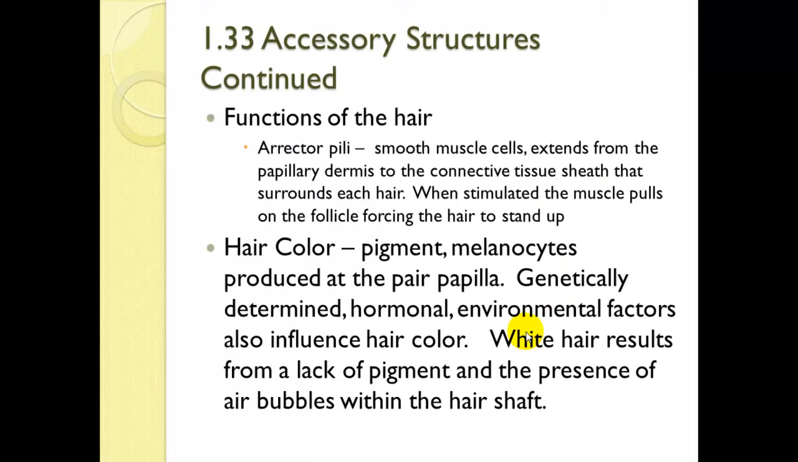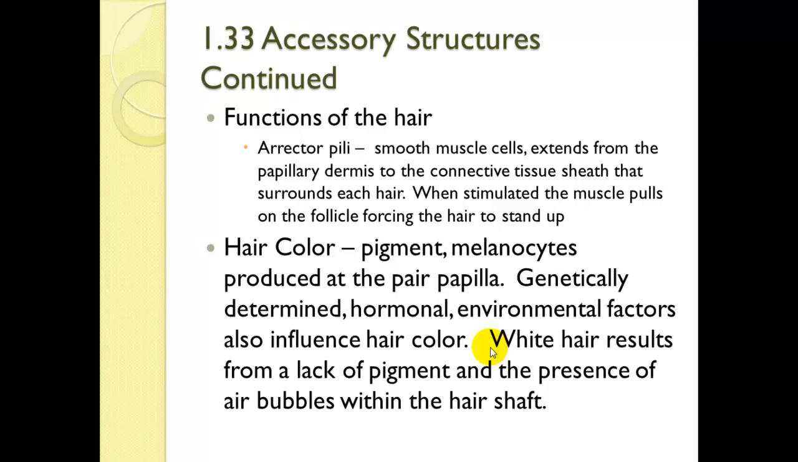Accessory structures continue. Functions of the hair. Erector pili muscle: smooth muscle cells extend from the papillary dermis into the connective tissue sheaths that surround each hair. When stimulated, the muscle pulls on the follicle, forcing the hair to stand up. So if you get a chill, sometimes we can just make our hair stand on end, depending on what our mood is. So the erector pili muscle essentially grabs a hold of the hair follicle and causes the hair to become erect.